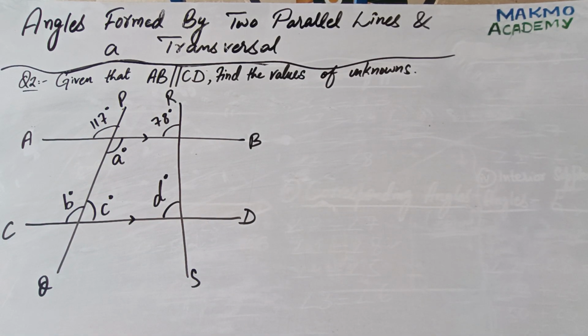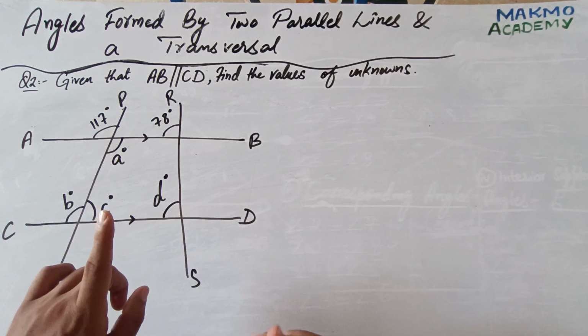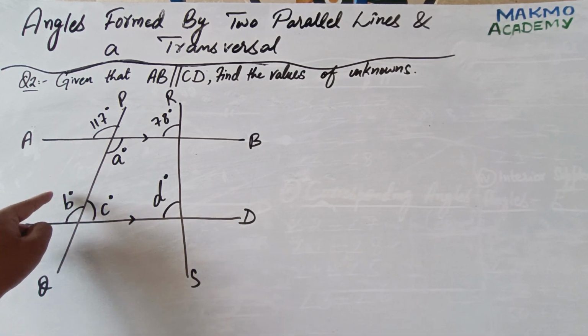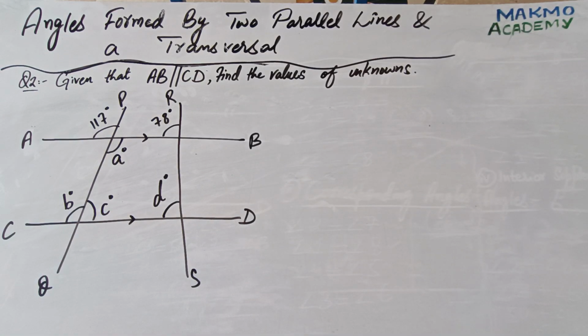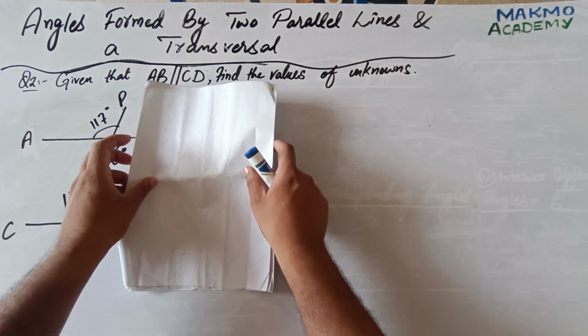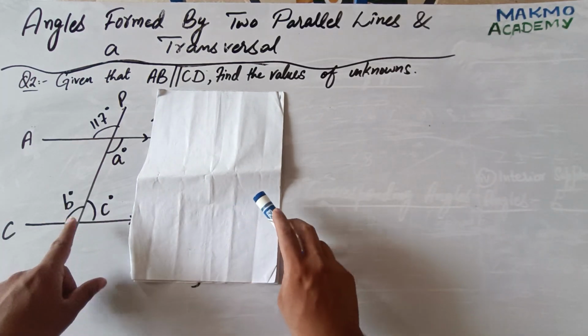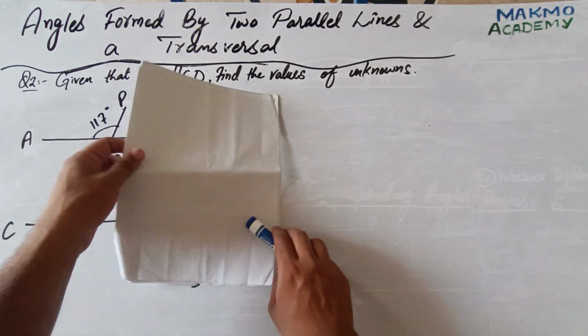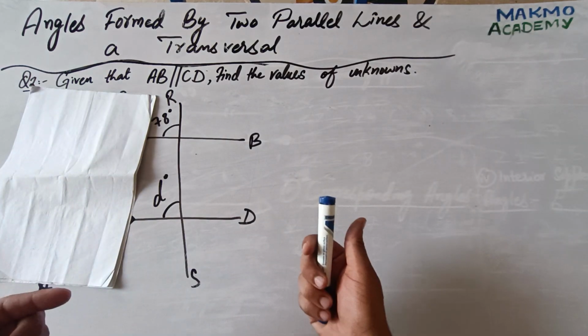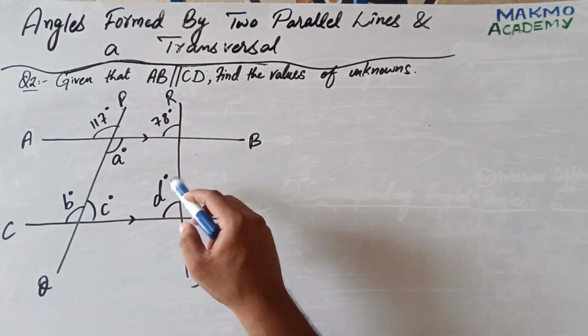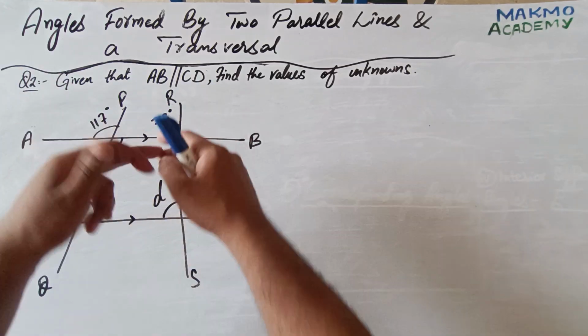So how many unknowns are there? All the smaller letters are unknown: A, B, C, D. These are the four unknown angles. One thing which is very important in this problem is that these two lines, PQ and RS, are not parallel with each other. It means that you can consider this as one complete question, and you can consider this as another complete question. There is no relation between the angles of these two lines.